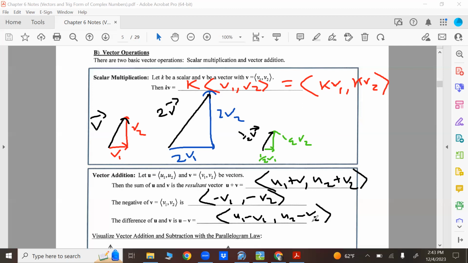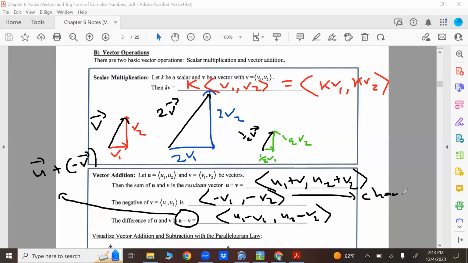Now, subtracting is going to be a little funny. The way you want to think of this is U plus the negative of V, because the negative means you change direction. Or let me rephrase that: opposite direction.